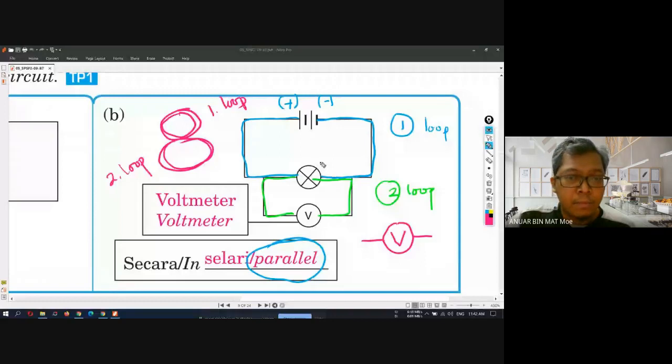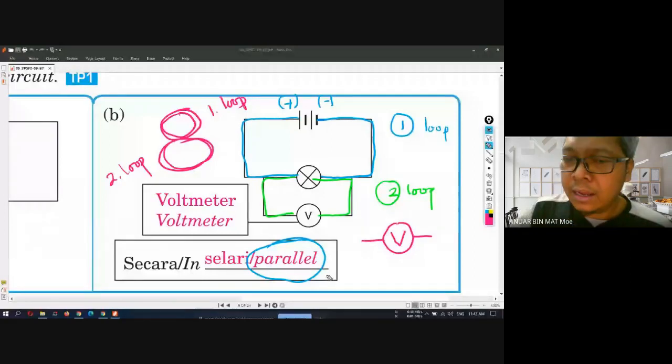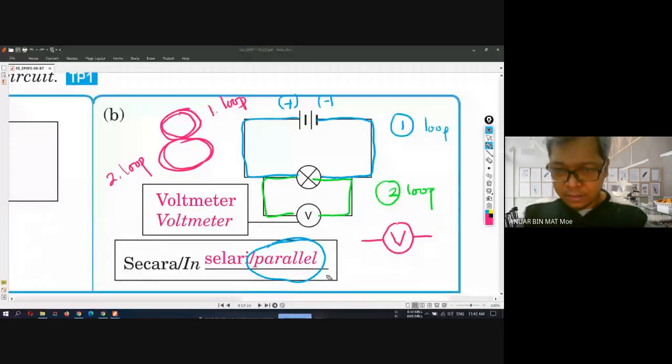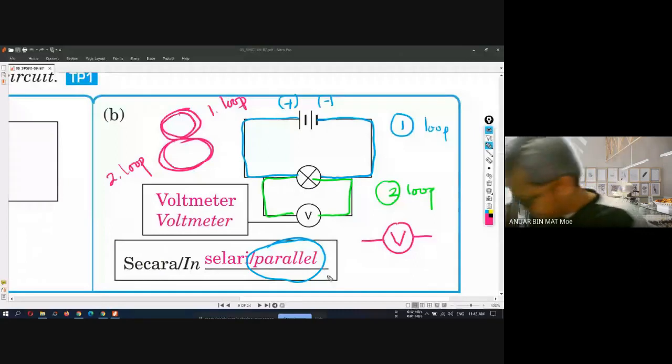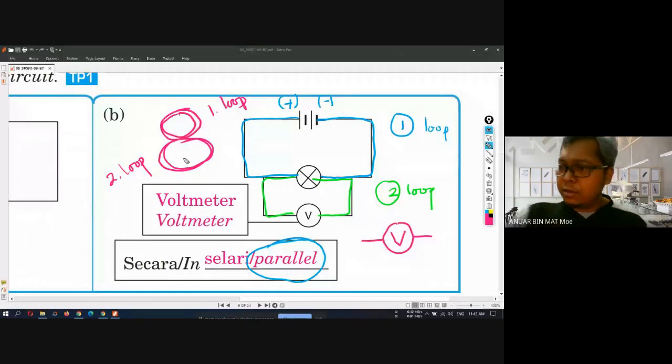Maybe in the circuit we have more than one loop. Maybe in the circuit there is a combination of series and parallel circuits. But this is the basic you need to understand between the parallel circuit and the series circuit. Is it okay, class? Understand? All right, very good. So I continue. Next one.